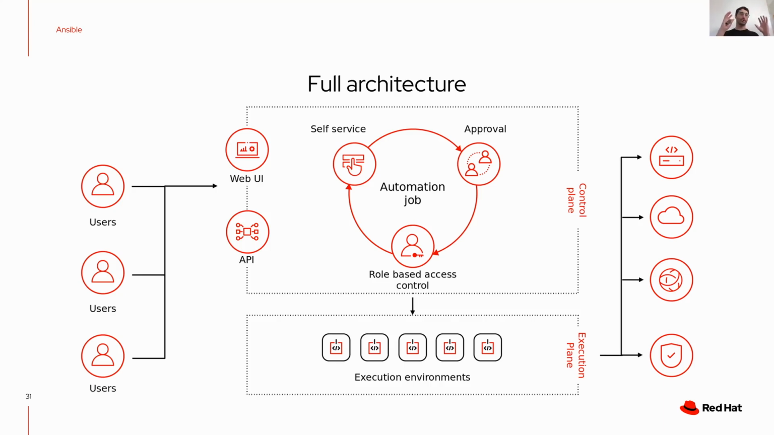And that control plane actually triggers executions of playbooks into that execution plane, which is made by execution environments. And as you can see, you can have many execution environments that could be co-located on one machine or many machines, and potentially many data centers as well, to ensure that you have the bandwidth to run many different automation tasks at the same time.